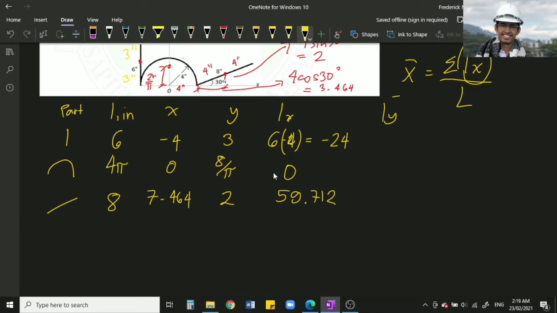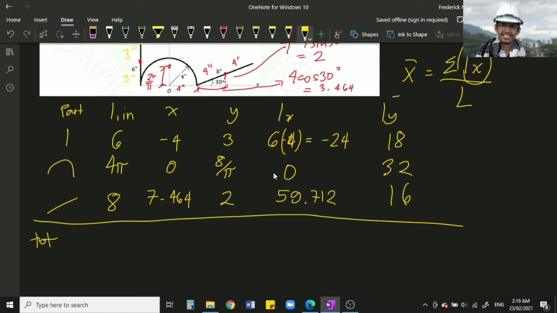And para naman dun sa iy, so that will be L times y, yung L natin. L to, hindi I pala. So that will be L times y, so that will be 6 times 3, so that will be 18. And for Ly sa second material, that will be 4 pi times 8 over pi, so that will be equal to 32. And for last material, so that will be L times y, 8 times 2, that will be 16.